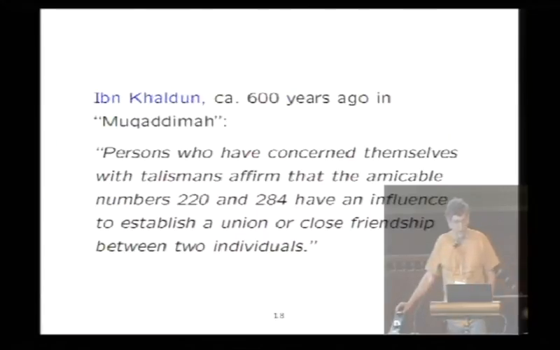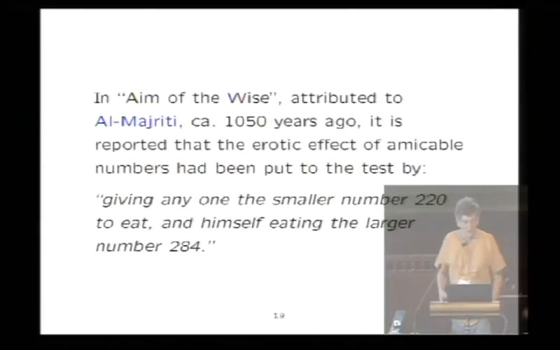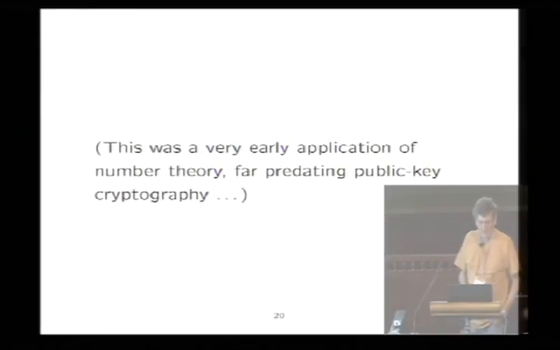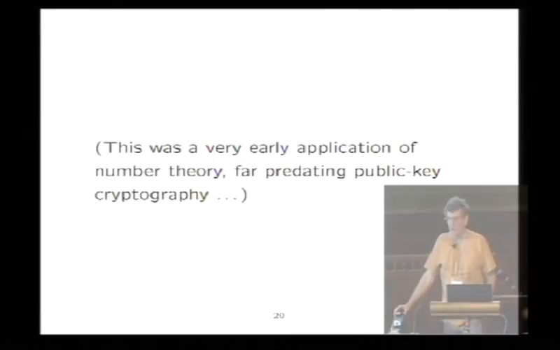The Islamic scholar Ibn Khaldun wrote 600 years ago in the Muqaddimah something very similar. Persons who have concerned themselves with talismans affirm that the amicable numbers 220 and 284 have an influence to establish a union or close friendship between two individuals. And it gets wilder. In the Aim of the Wise, al-Majriti wrote about a millennium ago about the erotic effect of amicable numbers, and that this has been put to the test by giving anyone the smaller number 220 to eat, and himself eating the larger number 284. Now, I'm not sure what they're serving for lunch today, but I claim this was a very early application of number theory, far predating public key cryptography.